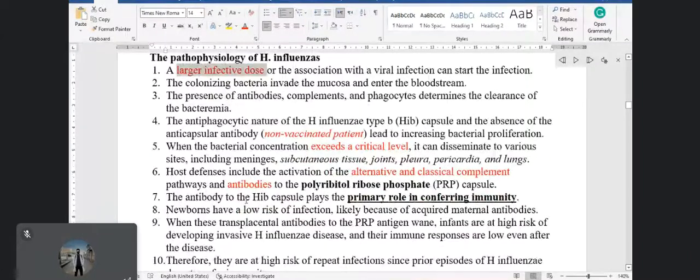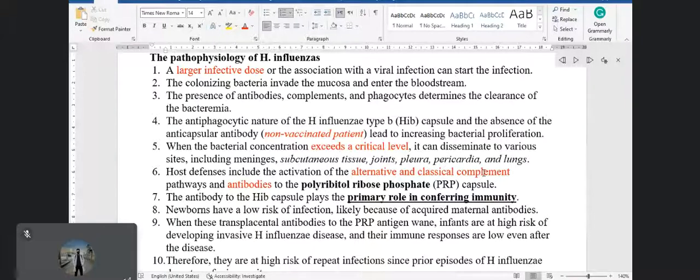The major defenses against this microorganism are the alternative and classical complement pathways and antibodies. Here the antibodies and the alternative and classical pathways work as opsonins. They attract neutrophils and macrophages to the microorganism to destroy it. At the same time, the complement complex forms on the surface and damages the microorganism. So antibodies and the alternative and classical pathways are actually the major component of our defenses against this microorganism.